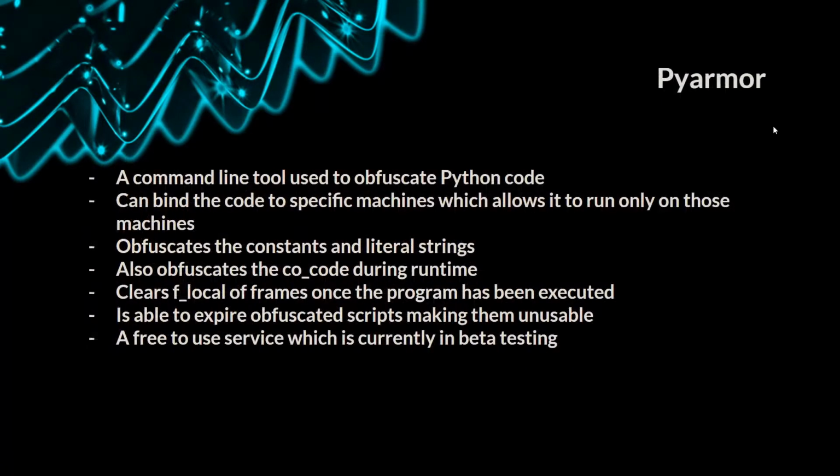The next is PyArmor, which is a command line tool used to obfuscate Python code, which I'm sure you could have guessed. This one can bind the code to specific machines, which allows it to run only on those machines. It obfuscates the constants and literal strings of the program, and obfuscates co_code. It clears the local frames once the program has been executed. It's also able to expire obfuscated scripts, which makes them unusable. It's a free-to-use service, but is currently in beta testing.